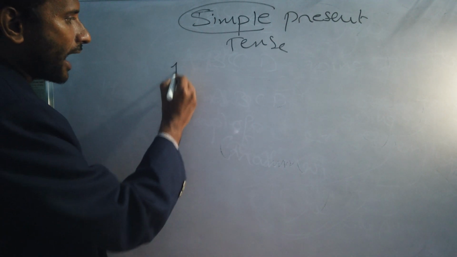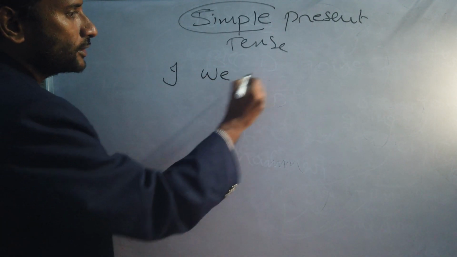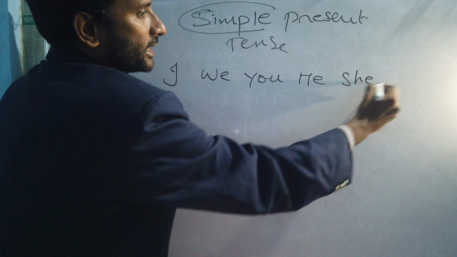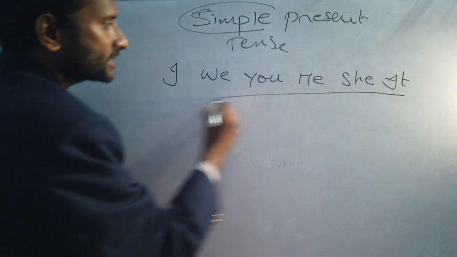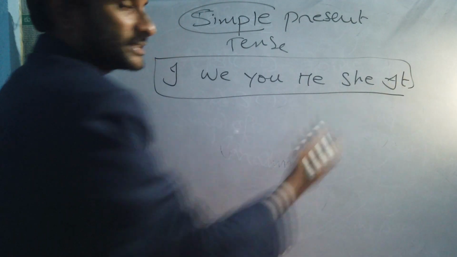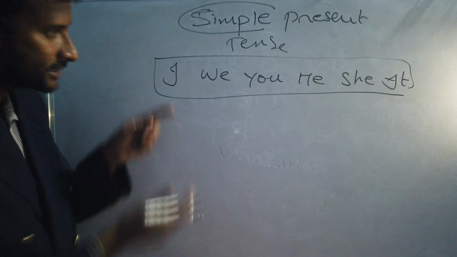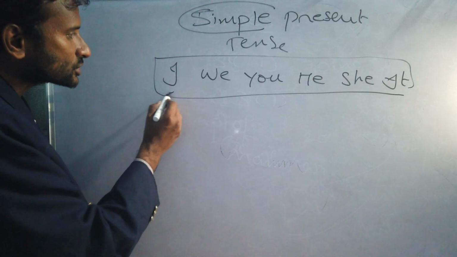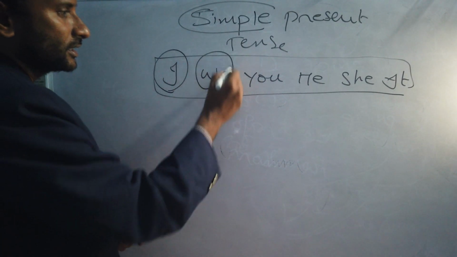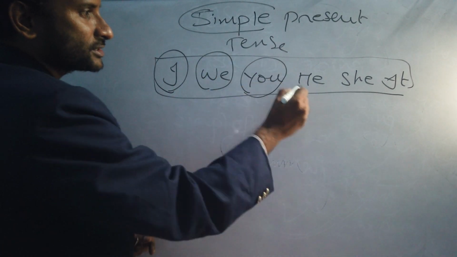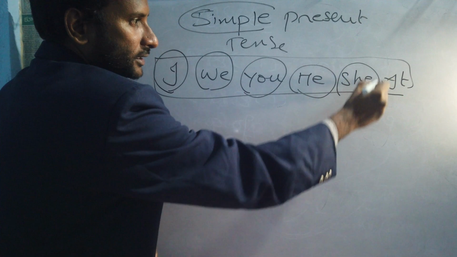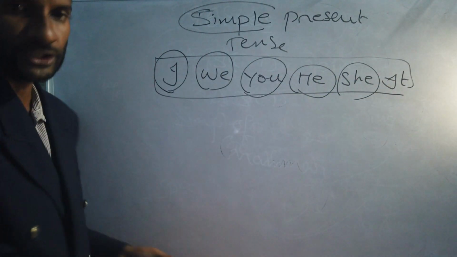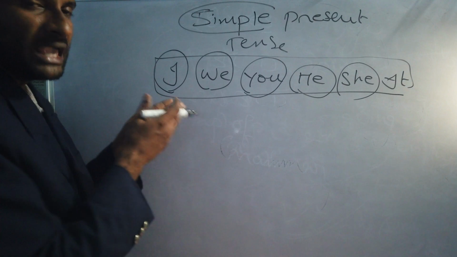See, usually we have I, we, you, he, she, it. Now these are the subjects in English, which means any sentence that you would like to start, you will have to start with either of these. Any sentence will start either with I go, we go, you go, he goes, she goes, it goes. So these are the main subjects.